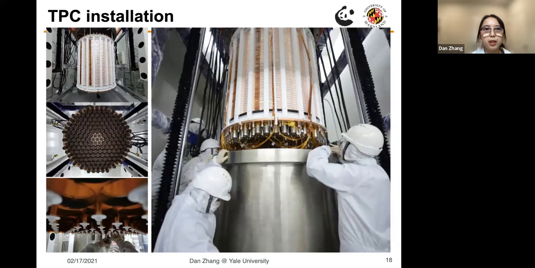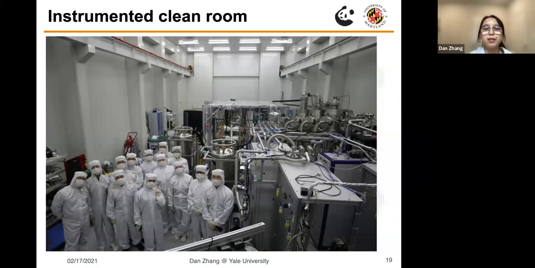You can see the Teflon holders, the copper shaping rings, and the Kapton holding the resistors along the field cage, and our PMT array, and my collaborators installing our detector. And here's the overview of the packed, compact lab clean room. And our detector sits around 5 or 6 meters under this electronics hut.